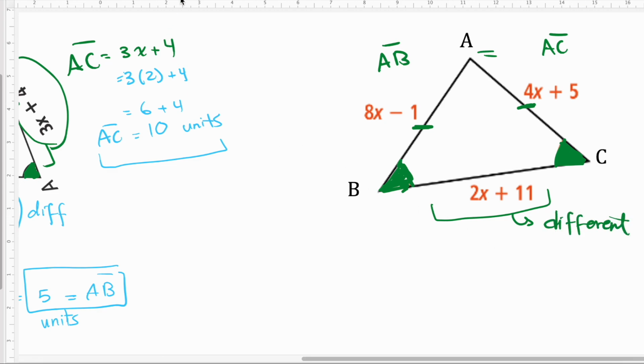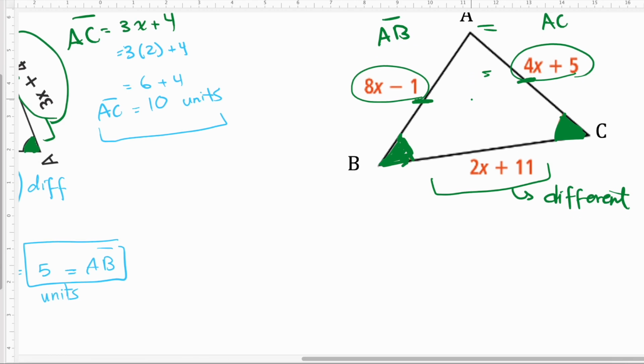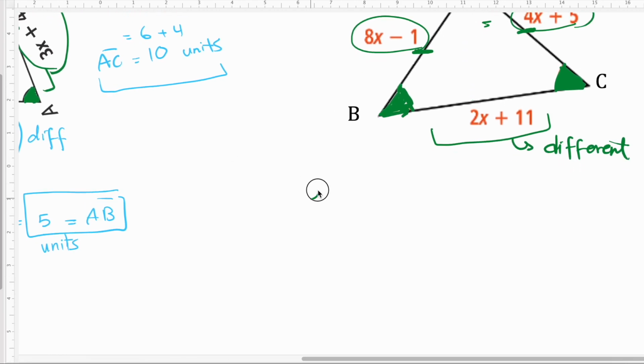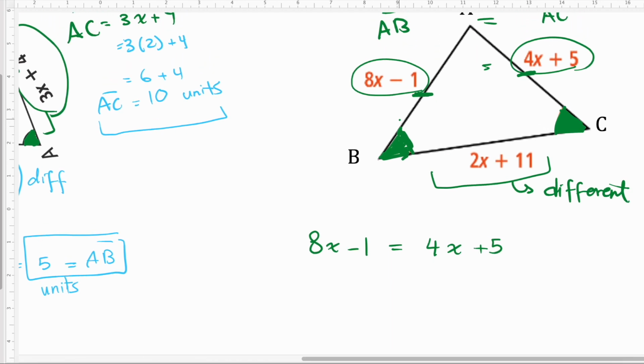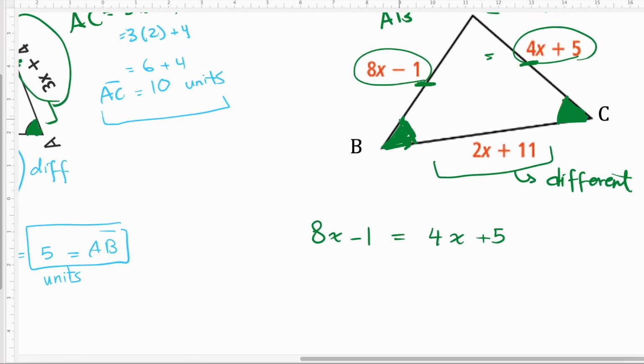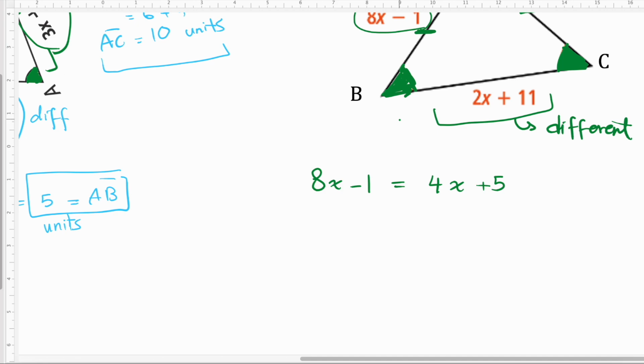Okay? Let's start by writing the equation. As we said, this is supposed to be equal to this. So writing our equation down, 8x minus 1 equals 4x plus 5. If you identify correctly where the equal angles and sides are, you can correctly write down the equation. And that's the first step of solving the question correctly.